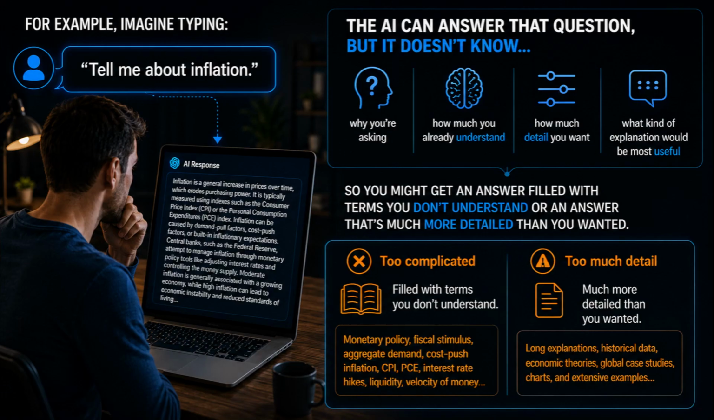For example, imagine typing, "Tell me about inflation." The AI can answer that question, but it doesn't know why you're asking, how much you already understand, how much detail you want, or what kind of explanation would be most useful to you, so you might get an answer filled with terms you don't understand, or an answer that's much more detailed than you wanted.